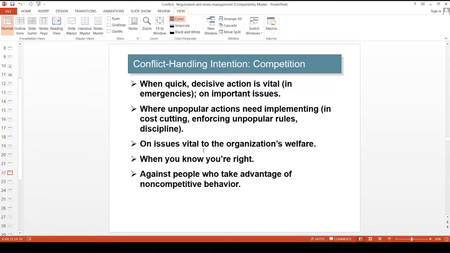Similarly, on issues vital to the organization's welfare, we will have to use this competing approach, the win-loss situation, when you know you are right. For example, if you are 100% sure that one party is on the right side and the other party is completely on the wrong side, then again you will have to use this competing approach, against the people who take advantage of non-competitive behavior. Sometimes a win-loss situation should be adopted for those people who are completely non-cooperative in nature. In that particular sense, again we'll have to make win-loss decisions inclined towards that competing state which we have earlier discussed.